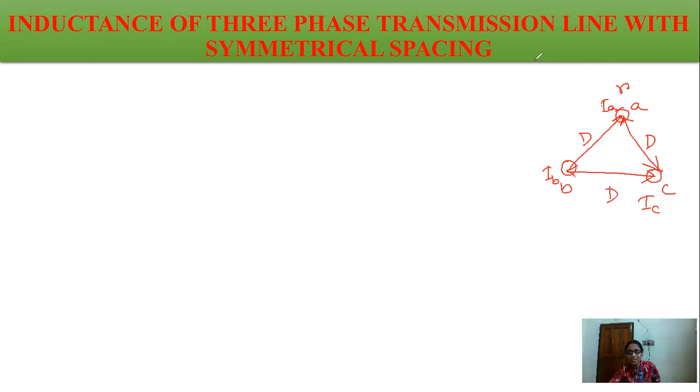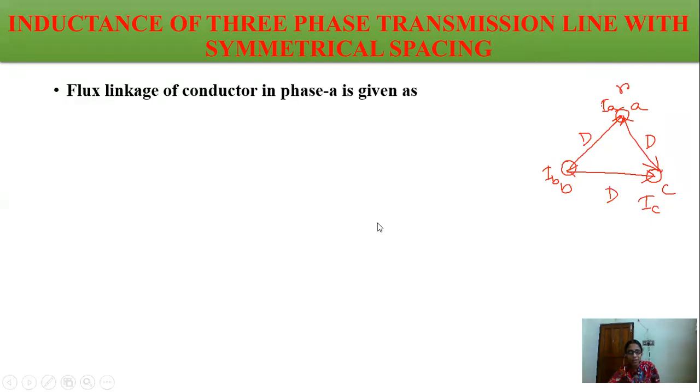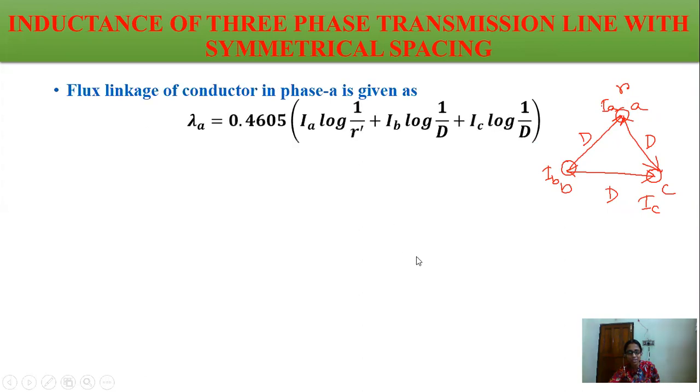Then first consider the conductor A. The flux linkage of conductor A in phase A can be written as lambda equals 0.4605 IA log 1 by R dash plus IB log 1 by D plus IC log 1 by D.